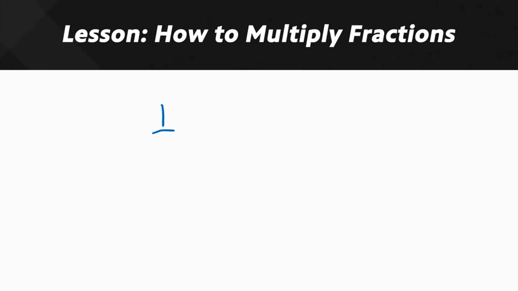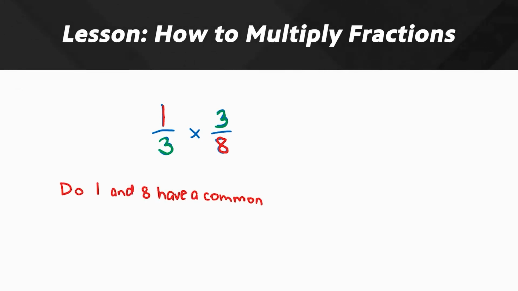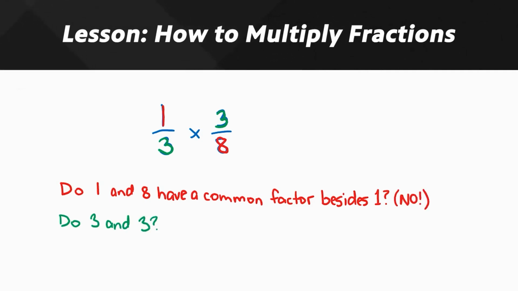All right, here's 1/3 times 3/8. What we're going to do is look at the numbers that are diagonal from one another and sort of pretend that those numbers make up a fraction. So what I see now is 1/8 and 3/3. And let's think, can I simplify 1/8? No. Can I simplify 3/3?